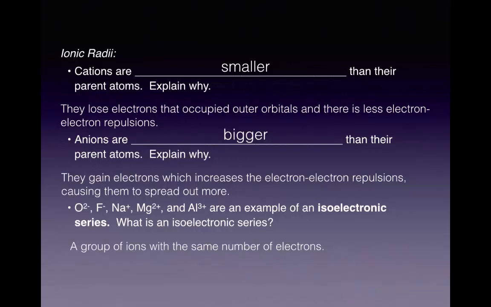An interesting thing to do is to look at these ions and to compare their size. And if you notice, while they all have the same number of electrons, aluminum has more protons. Therefore, aluminum is the smallest of those ions, while oxygen is the largest.